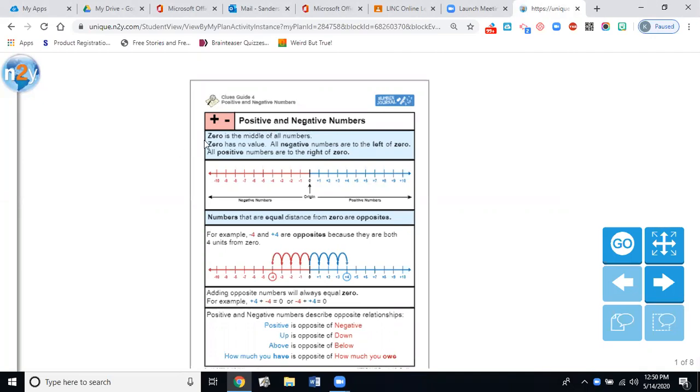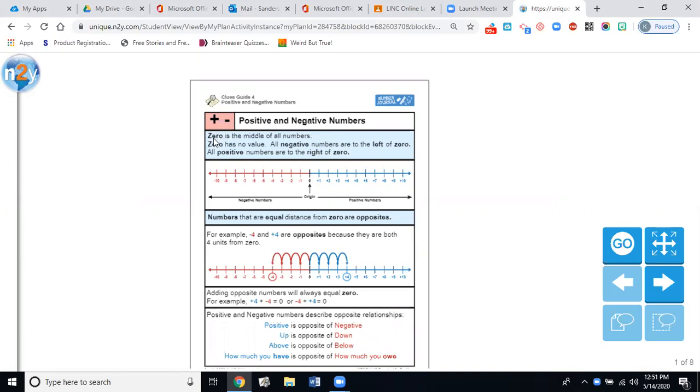Good afternoon, guys. Today's lesson is going to be over positive and negative numbers. This little plus sign stands for positive, and this minus sign or subtraction sign stands for negative. So anytime you see this plus, that means positive. Anytime you see the subtraction sign, that means negative.